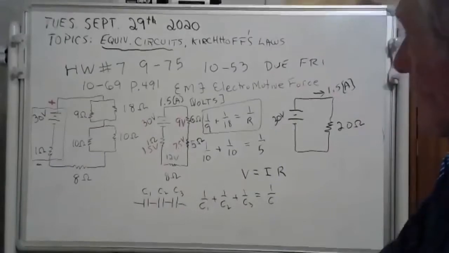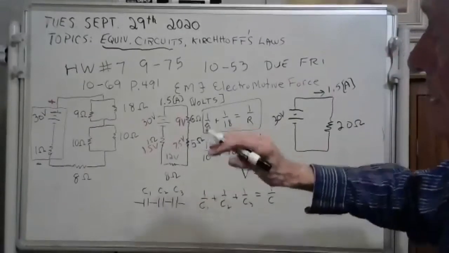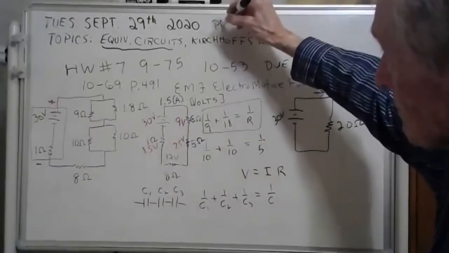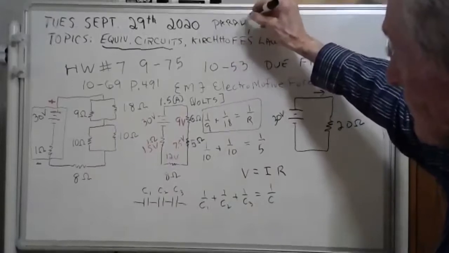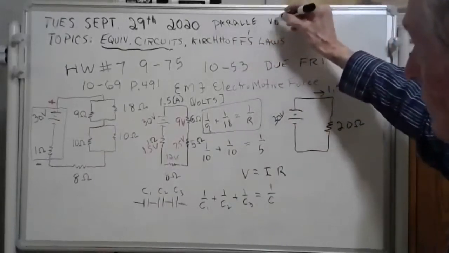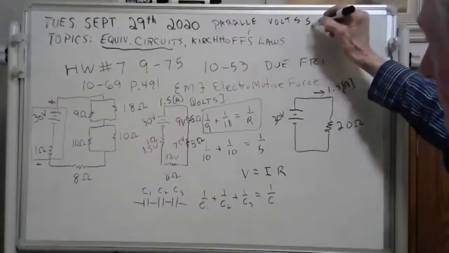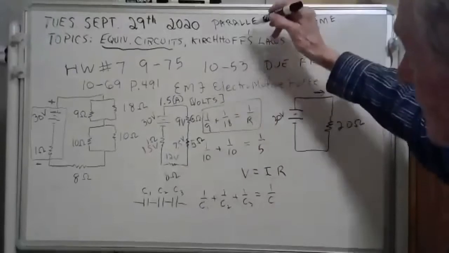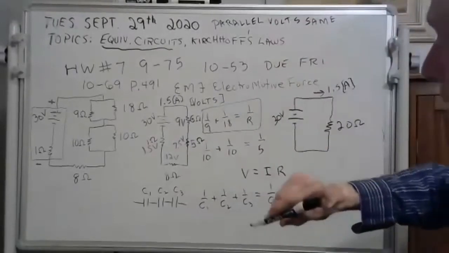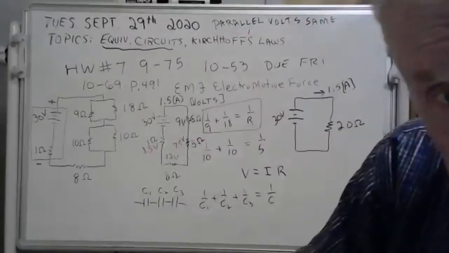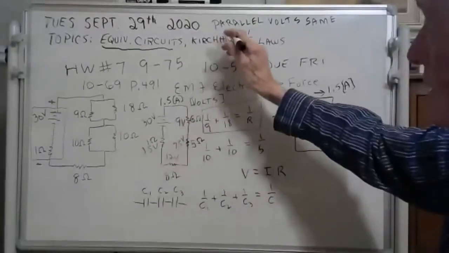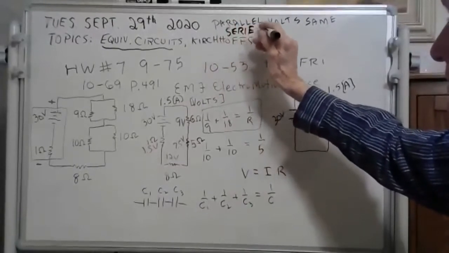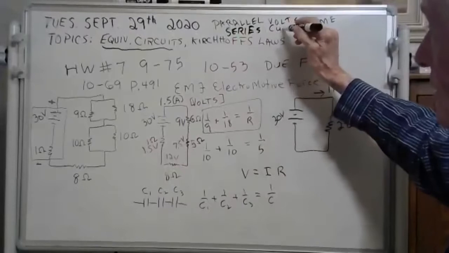We probably ought to write that someplace. Yeah, here's some room up here. Parallel, volts are the same. I didn't spell parallel right. I think that's right. Did that come out? Yeah, maybe you can see that. Now, when you're in series, the current is the same.